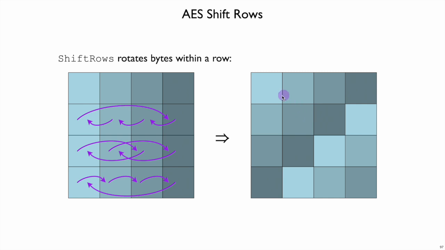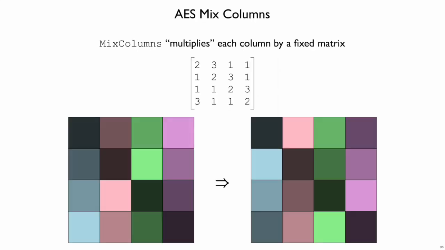You can see what's happening is we're changing the alignment of the rows so that we have a mixture of things in columns, and that sets us up for the next step, to mix columns. Meanwhile, shift rows itself is clearly reversible, just like subbytes. The mixed column step is going to take a column like this and produce a new column like that by multiplying the column by this matrix here.